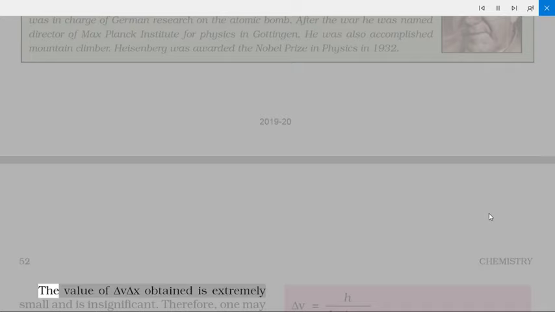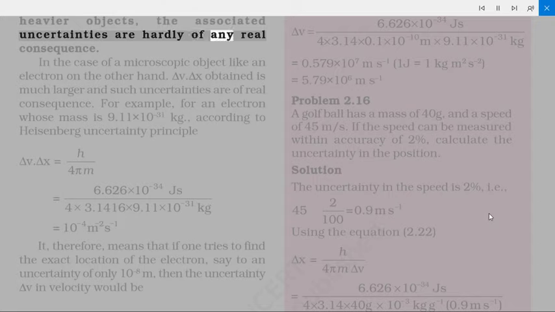The value of Δvx obtained is extremely small and is insignificant. Therefore, one may say that in dealing with milligram-sized or heavier objects, the associated uncertainties are hardly of any real consequence. In the case of a microscopic object like an electron on the other hand, Δvx obtained is much larger, and such uncertainties are of real consequence.